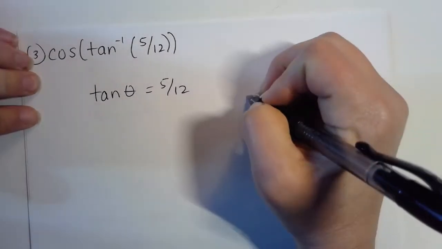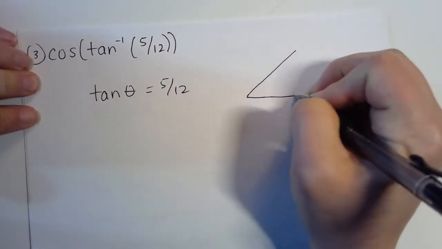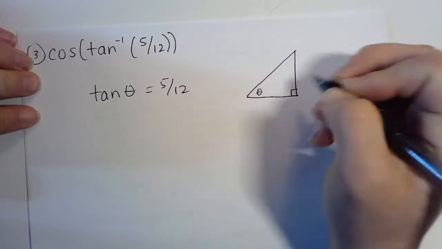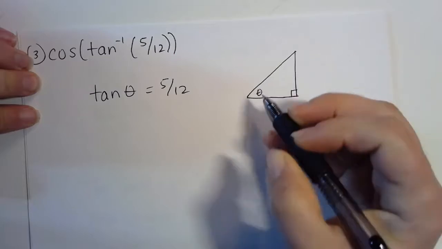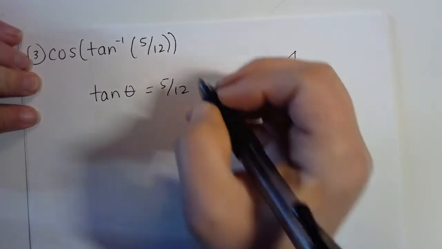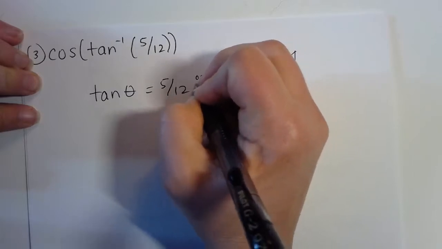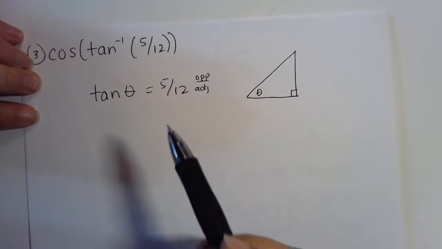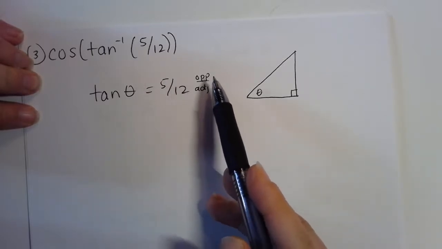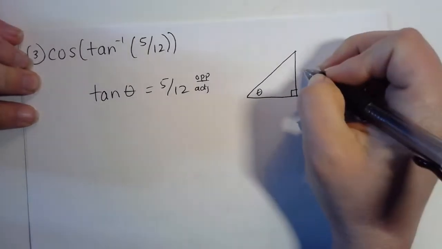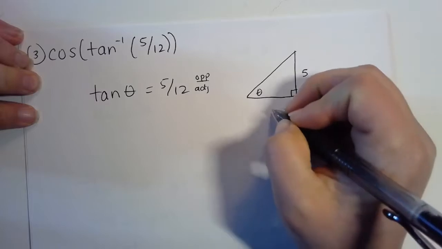So I'm just going to draw a triangle representing this. I'm going to call this my theta. I could call it theta up here, it doesn't matter, but wherever I put it here. So I know that tangent is really the opposite side over the adjacent side. So we interchange the meanings of tangent. I could think of it as sine over cosine, but in this case, it's easier to think of it as opposite over adjacent.